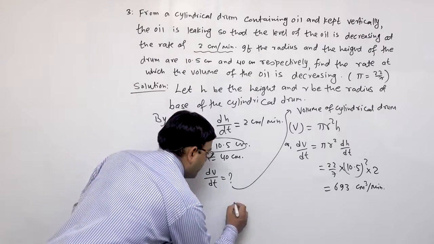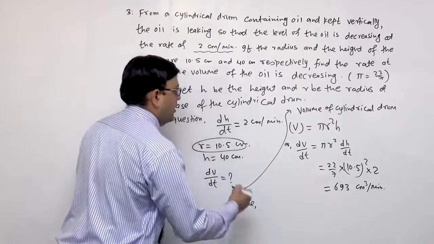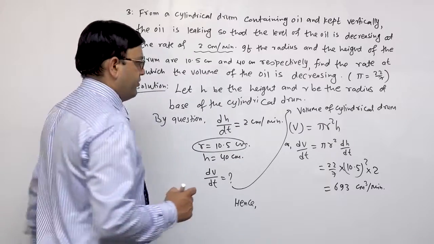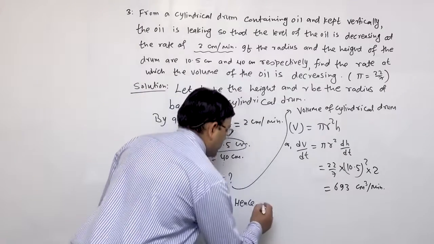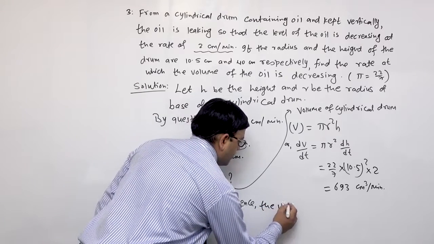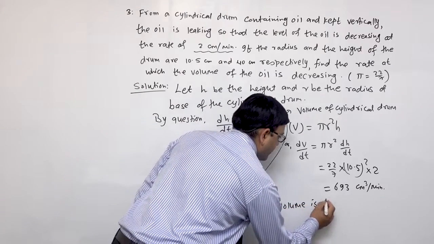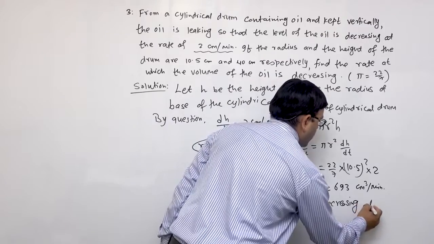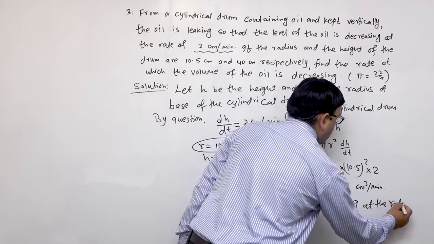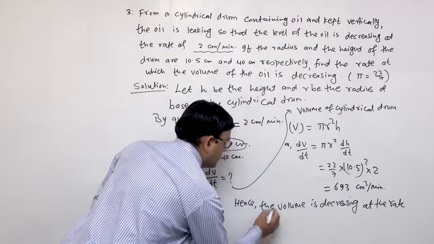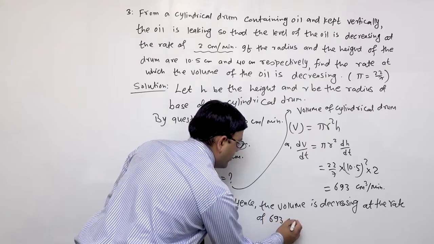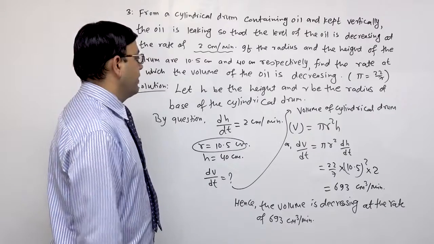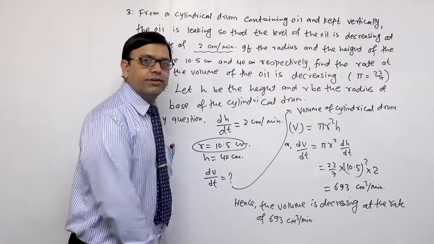Hence, the question asks to find the rate at which the volume of the oil is decreasing. Hence, the volume is decreasing at the rate of 693 centimeter cube per minute. This is the required answer of this question. I think you are clear about this question.